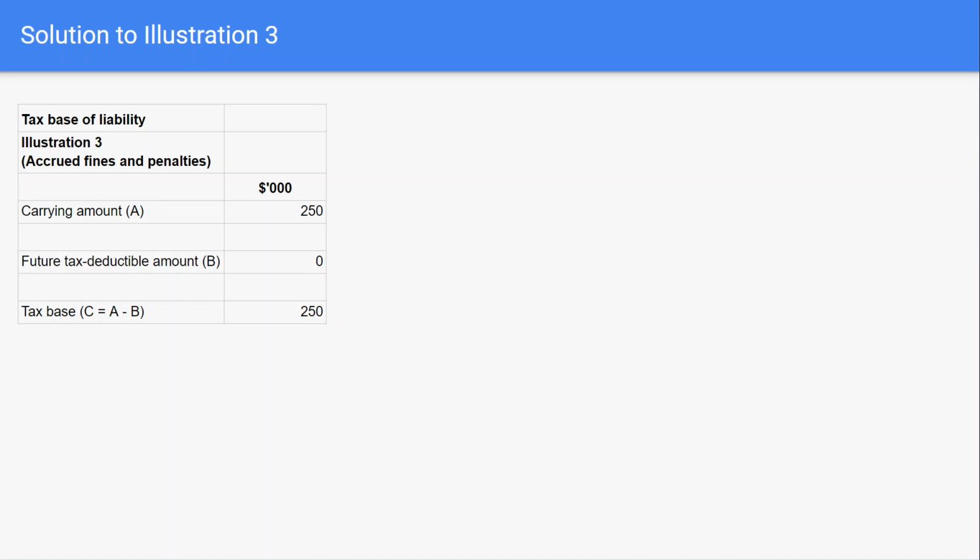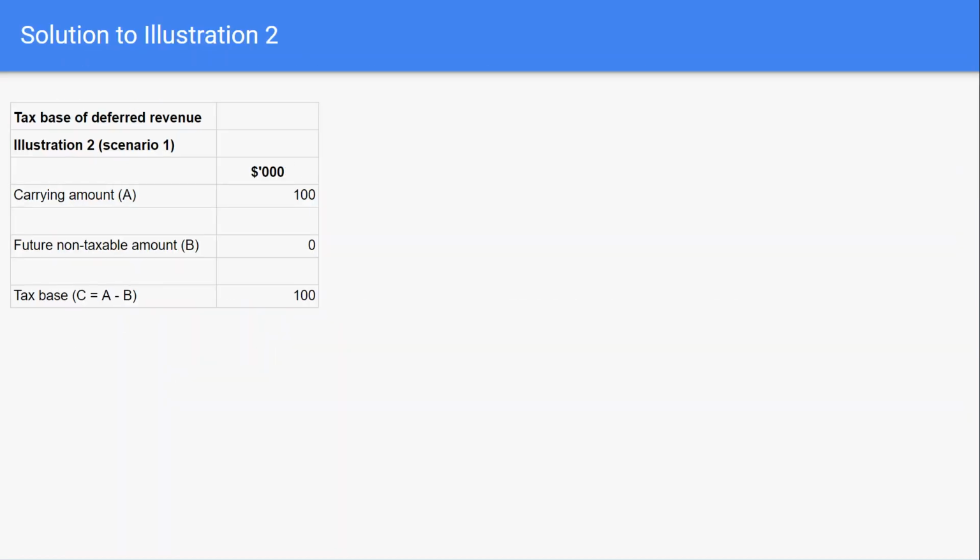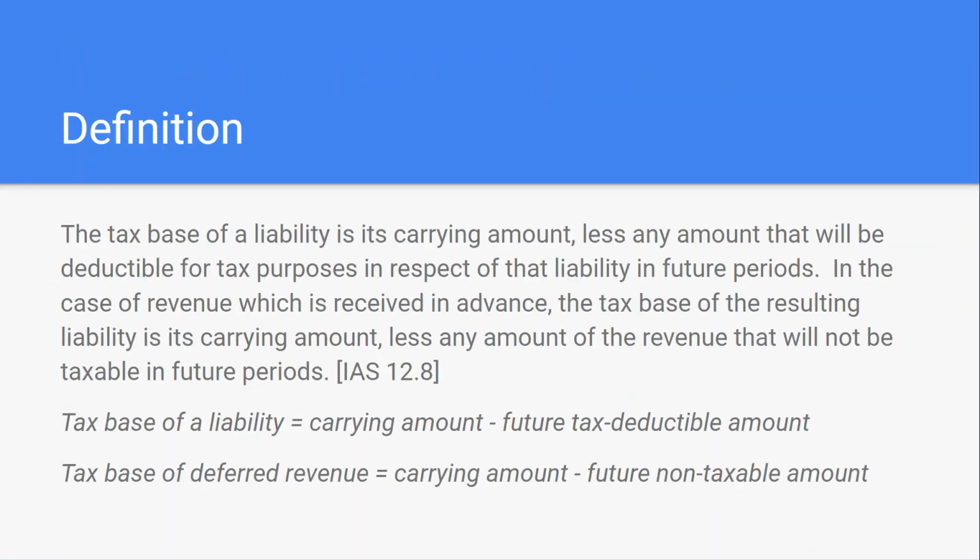And that's it. So in every case that you need to determine the tax base of a liability or deferred revenue, just go back to these definitions, these two calculations. You don't have to memorize it in your head really in the beginning. Just always go back to check. And with time, it just comes naturally. Once you know what it is, you get it immediately.